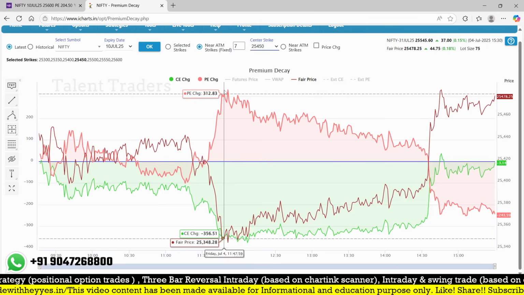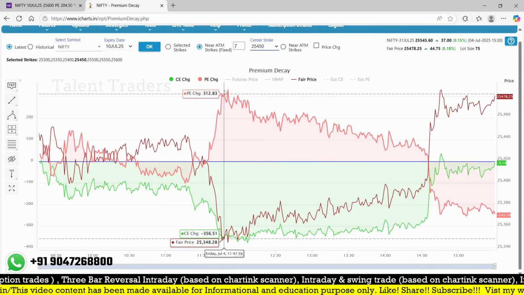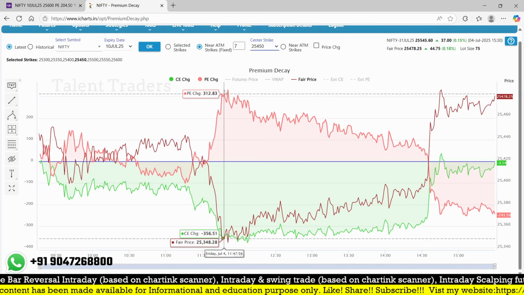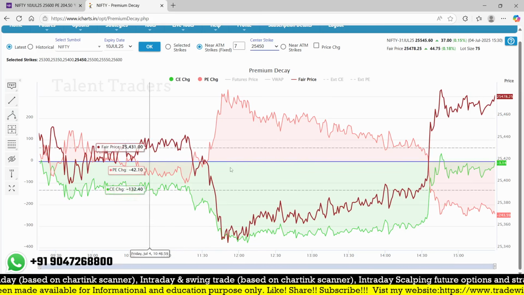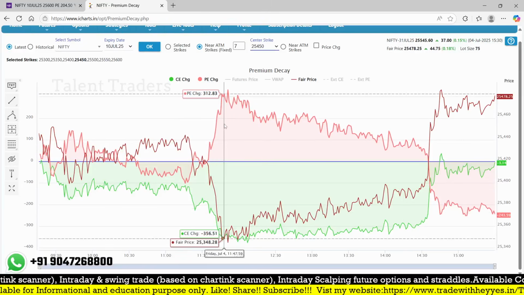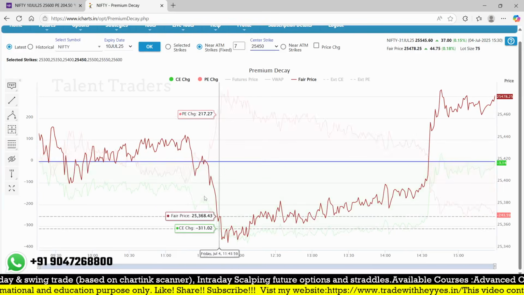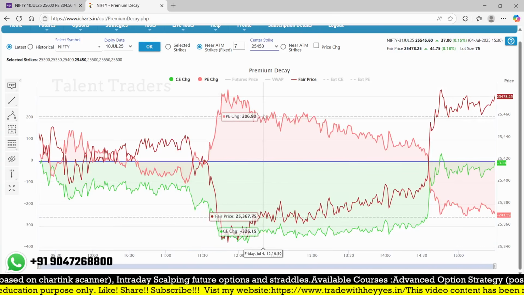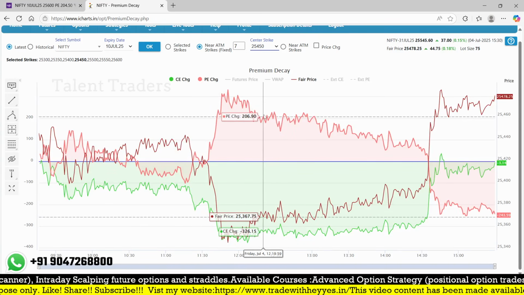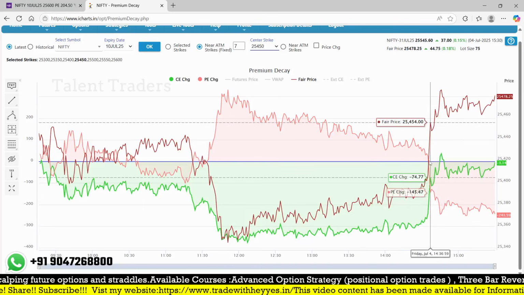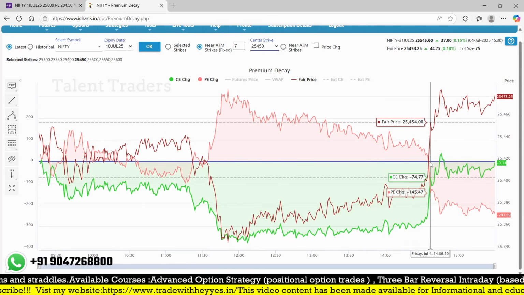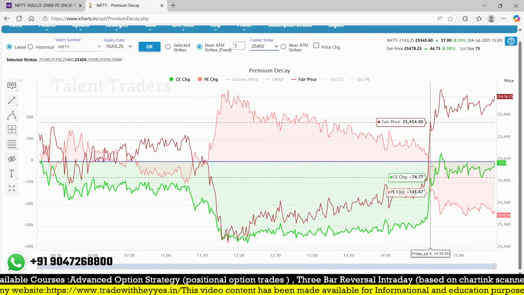So you can plan your trade strategy with any indicator, but this one shows you the right momentum that is happening. Both the premiums are less than zero, and if either one crosses, there is a quick movement in options. And around this point, somewhere around 2:30.